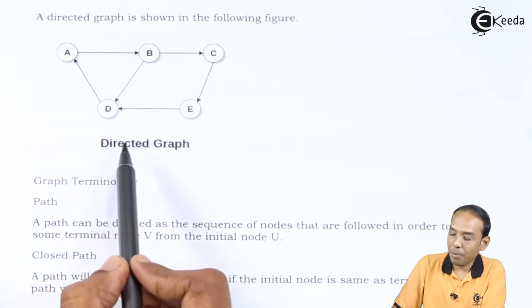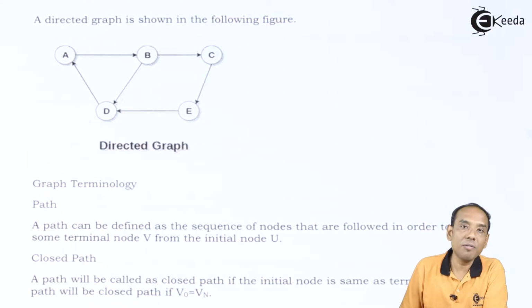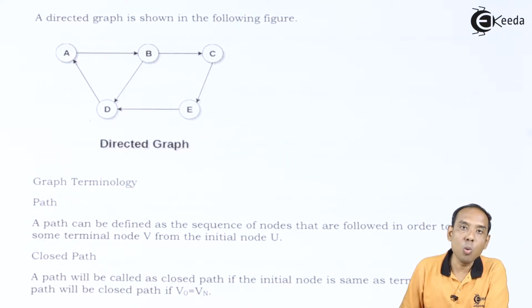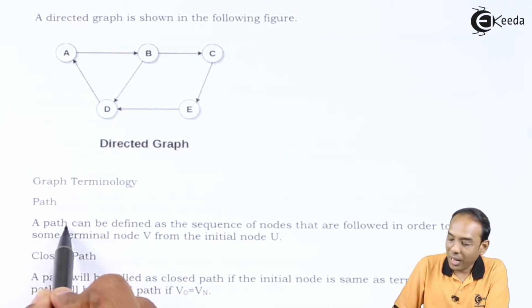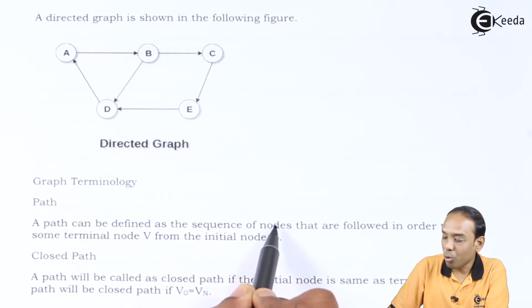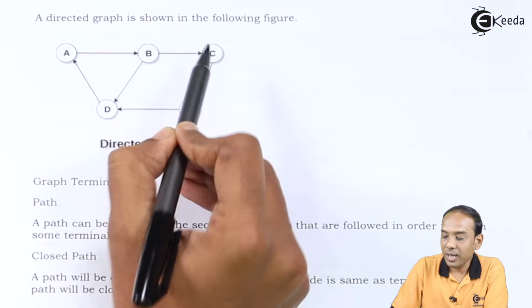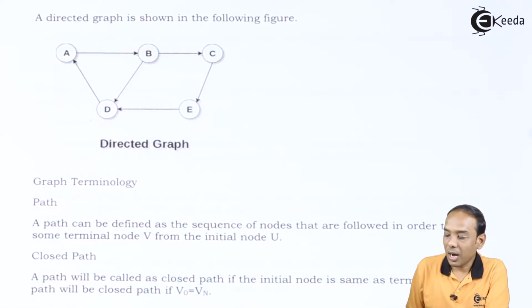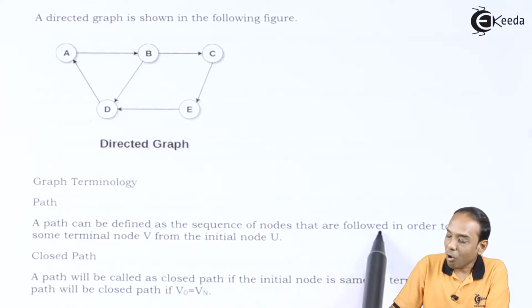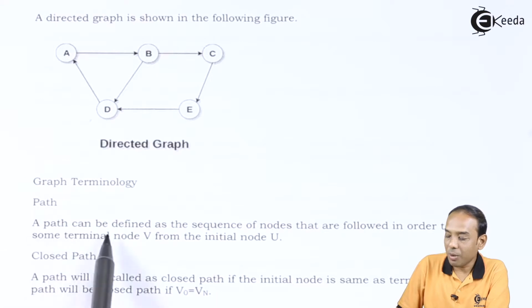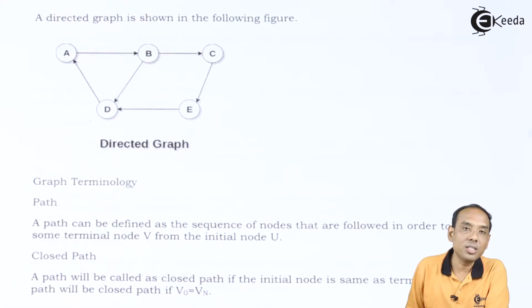I have taken the example of a directed graph. Let us begin with terminology number 1: path. A path can be defined as a sequence of nodes. Which are these nodes? In this case, A, B, C, D, E. These are the nodes that are followed in order to reach some terminal node.